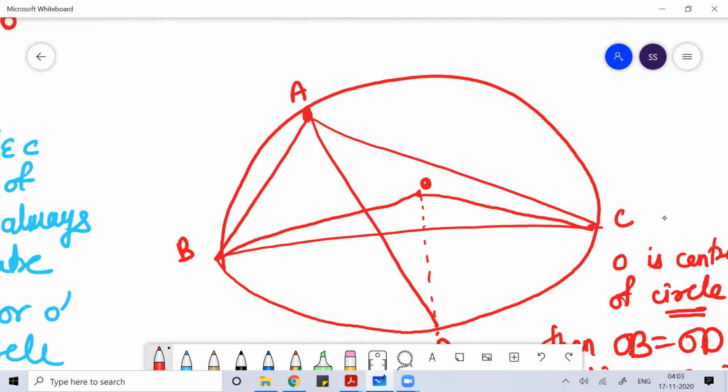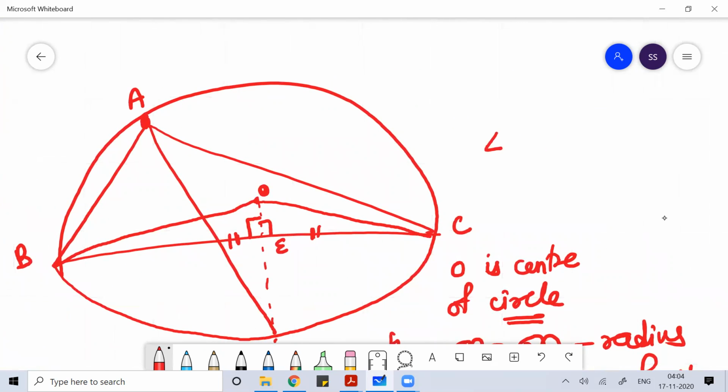Here you know that angle BOC is double of angle BAC. You know that part. And these triangles are congruent. This and this is perpendicular. This is a right angle. So you have to understand.